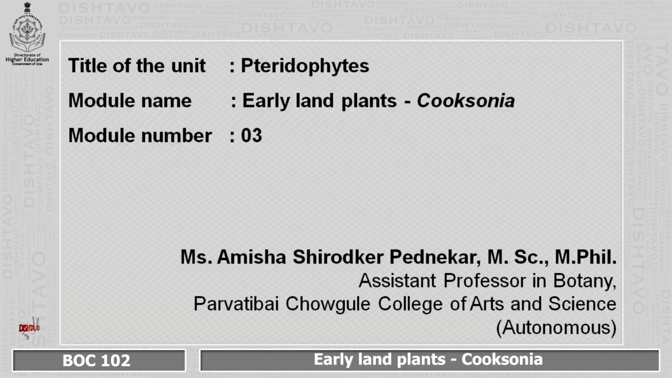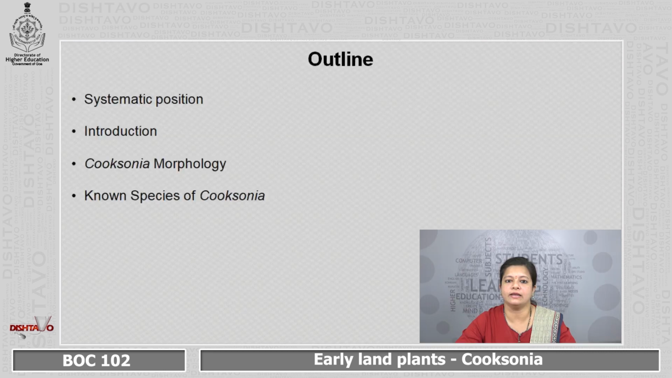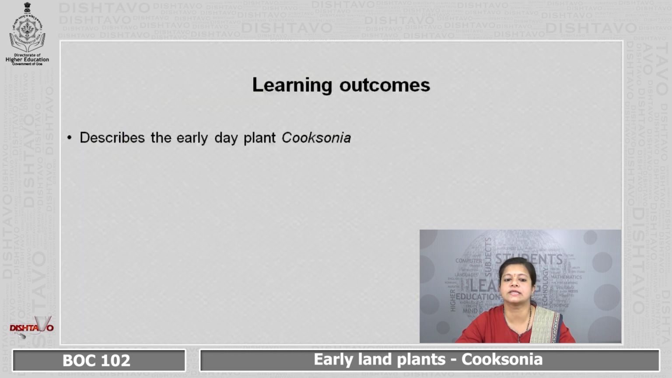Arts and Science, Malgaon. Today we will be seeing early land plants, example Cooksonia, from the unit Pteridophytes. Outline: we will be seeing the systematic position, the introduction, Cooksonia morphology and the known species of Cooksonia. Learning outcome: describe the early land plant Cooksonia.